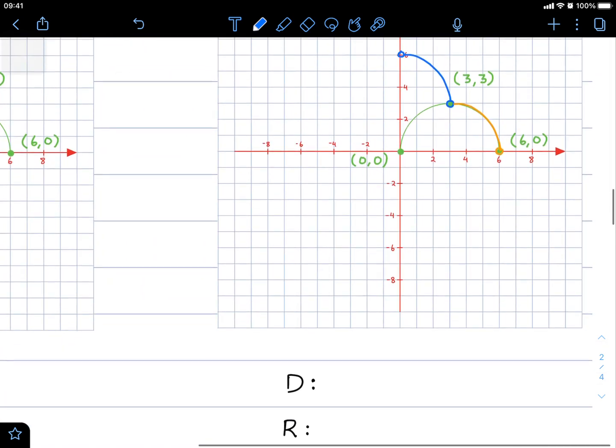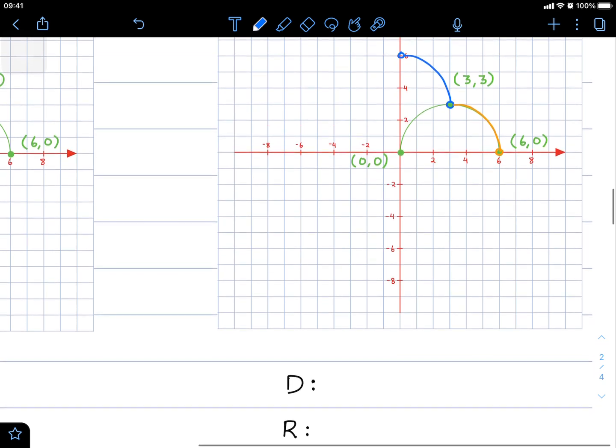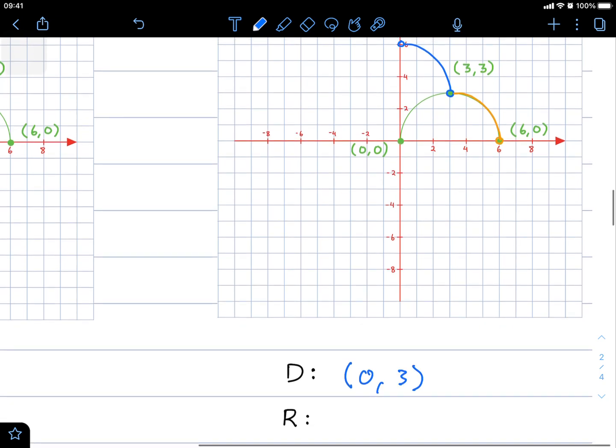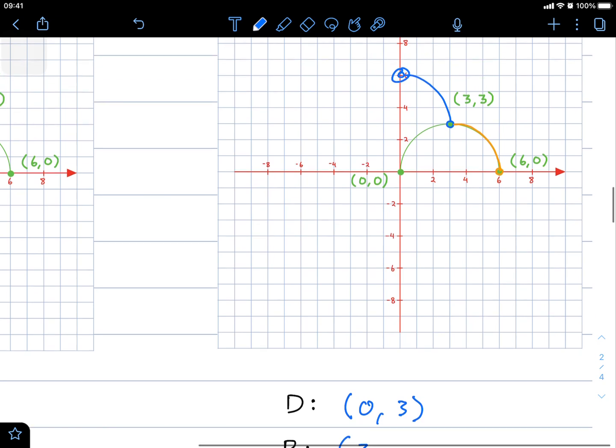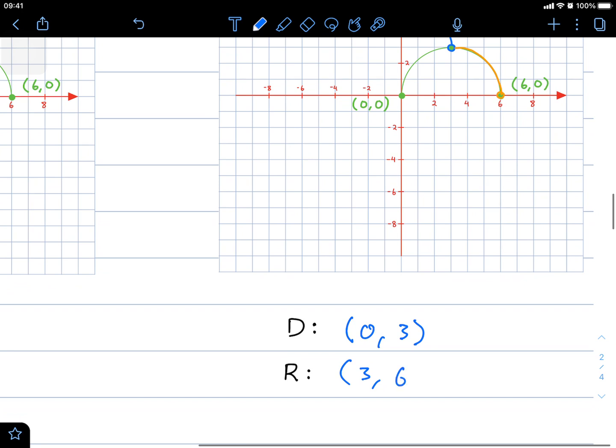And for this one, we can see that its domain starts from 0 because its lowest x value is 0, but not including 0. And its highest x value is 3, not including 3. As for its range, its lowest value is 3, not including 3. And its highest value is 6, but not including 6.